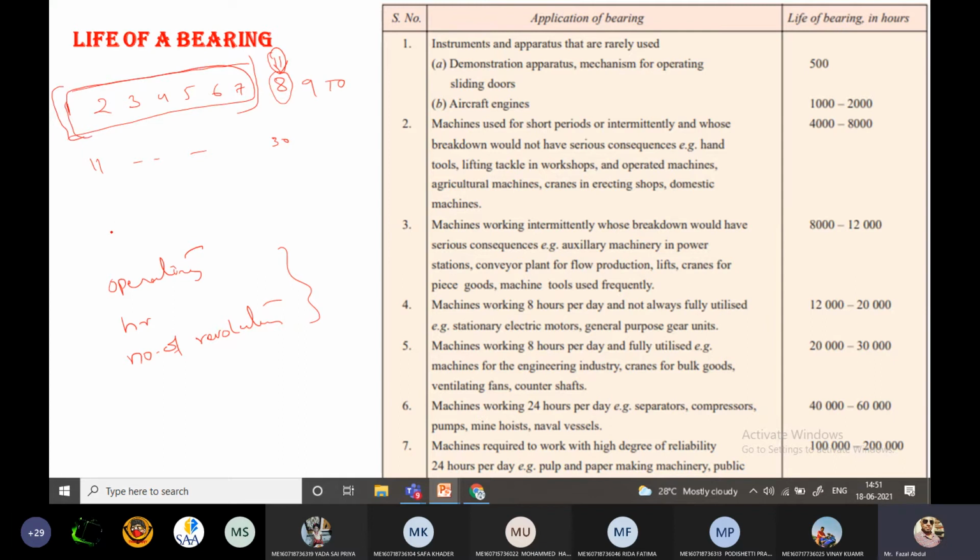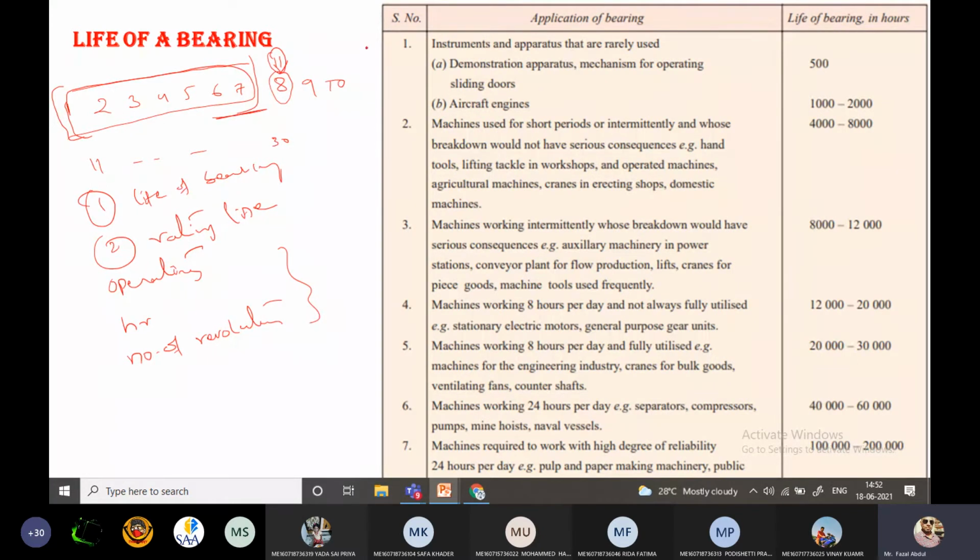Now, the second one is the rating life. The first one is the life of the bearing. The second one is the rating life. Rating life is nothing but, here we consider the single individual bearing for the life.